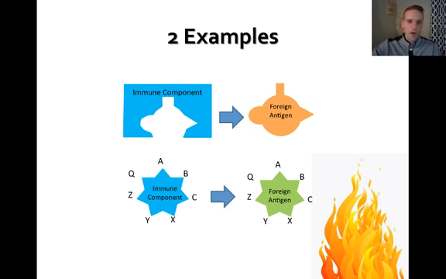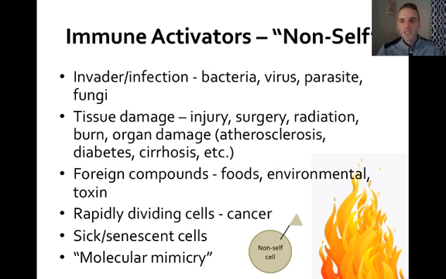Okay, so just a couple of pictorial representations of what the immune system is doing. The immune activators are any non-self type of cell. And you'll see some of these are actually our own cells. They've just been damaged in some way. So the first one here, invaders or infections, these would be our bacteria, viruses, parasites, fungi, those types of things that can get into our body. Tissue damage is another thing that can take our self cells and break them, and it exposes all the internal contents, and the body recognizes this as damaged cells.